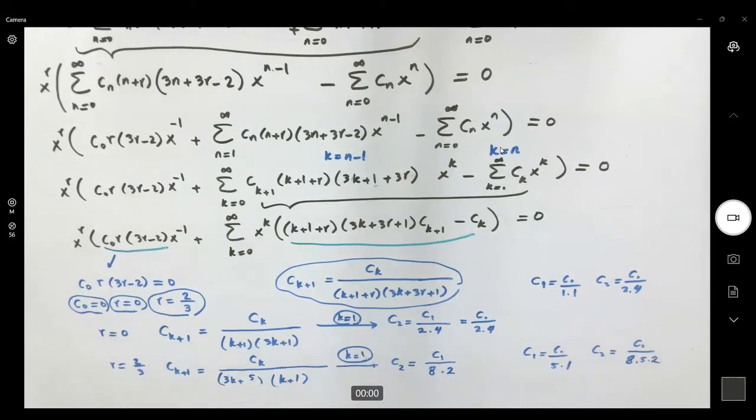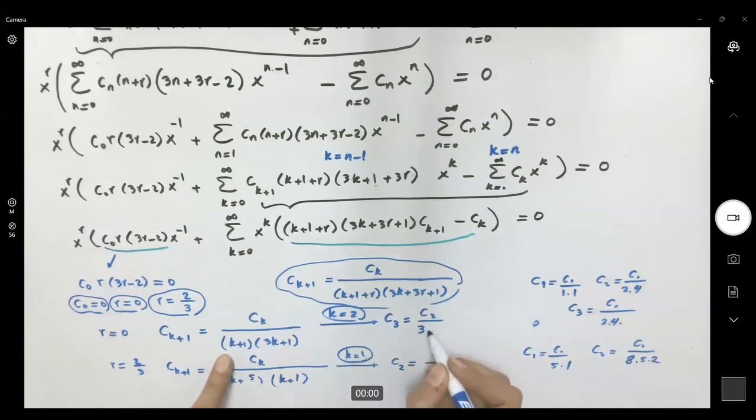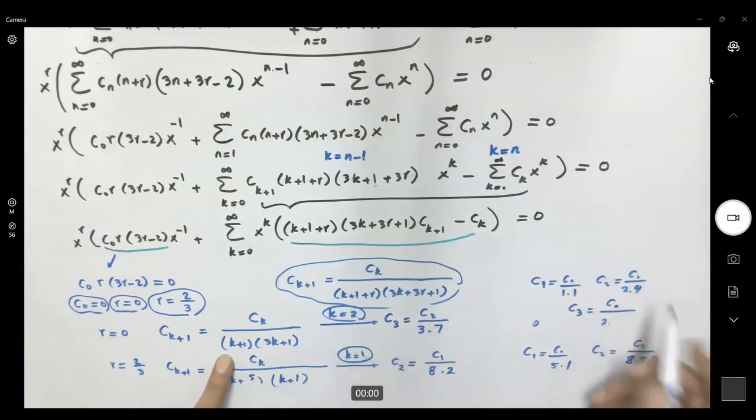Now, what if k is equal to 2? Very good. We need to find c sub 3. So if k is equal to 2, c sub 3 becomes c sub 2 divided by, k is equal to 2, we get 3 times, and here we have a 7. Okay, so c sub 3 becomes c sub 0 over 2 times 3 times 4 times 7.